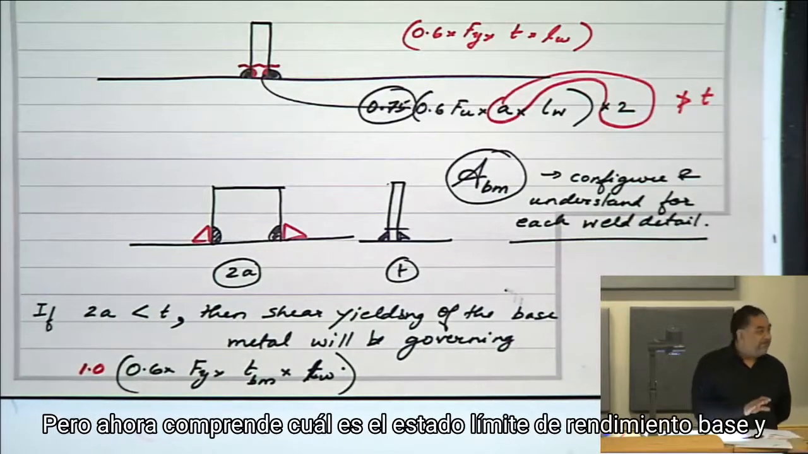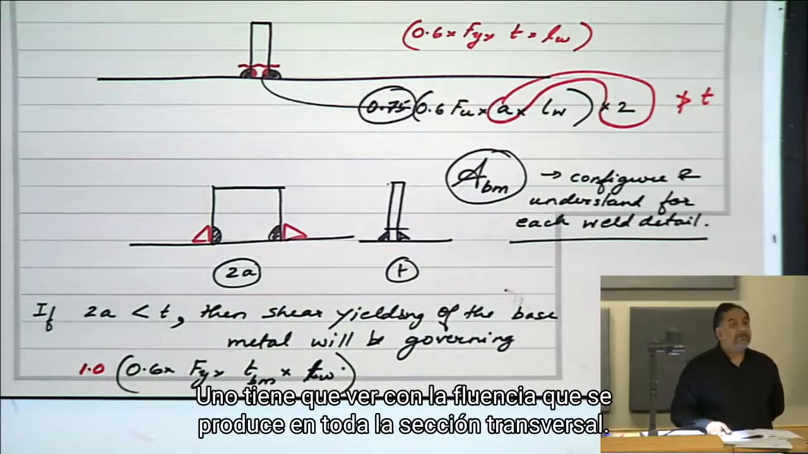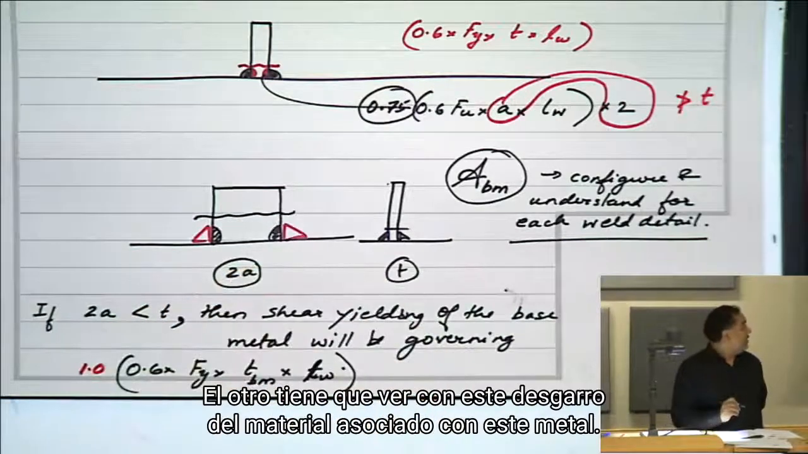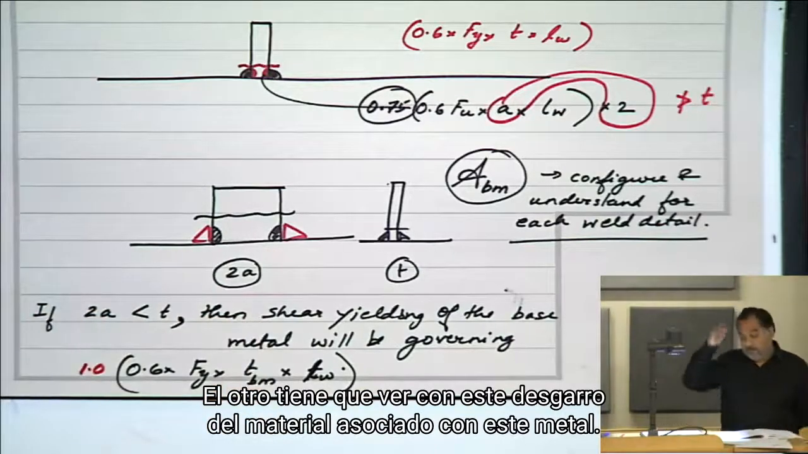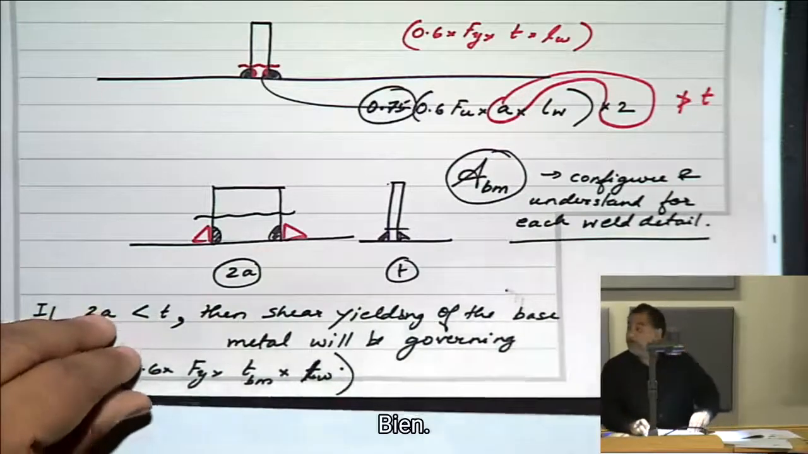But now you understand what is the base yielding limit state, and you also understand what is the base shear fracture limit state. One has got to do with yielding occurring across the entire cross section. The other has got to do with this gouging of the material associated with base metal shear fracture. Good?